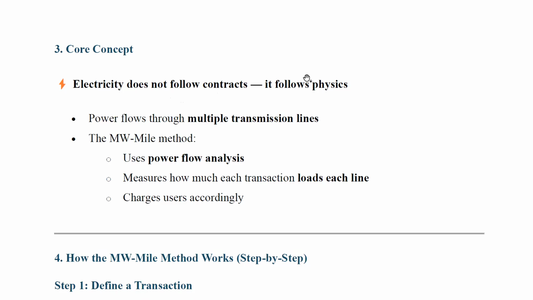The core concept in the megawatt mile method is that electricity does not follow the contracts. It follows the low resistance path. So the power flows through multiple transmission lines. But the megawatt mile method uses power flow analysis, and it measures how much each transaction loads each transmission line. That is calculated, and it charges users accordingly.